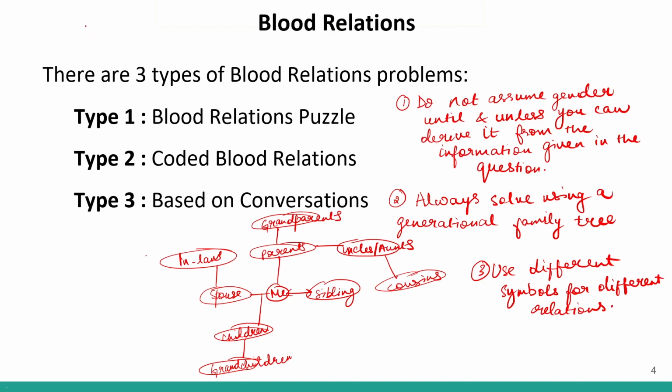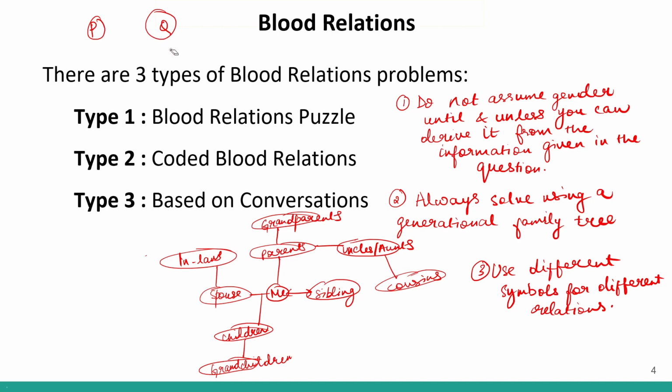So some people, what did they do? Let's say P is female and Q is male. They use a triangle for female and a square for male. Some people use a minus for female and a plus for male. What I do is I simply write them in circles and I mark them as female or male. So you can either use my method or you can use somebody else's method, or you can make your own method.